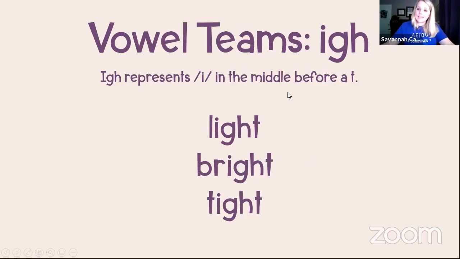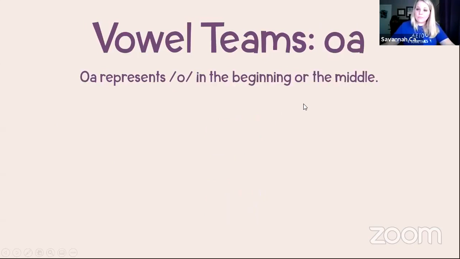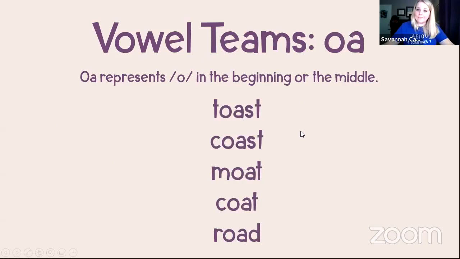So if I had a kid who spelled "light" as "ilite," I would be like, that is so smart. You are right, I consonant E does say I. What do we know though represents the I sound before T? And that's when they're like, oh, that's right. It's an IGH.